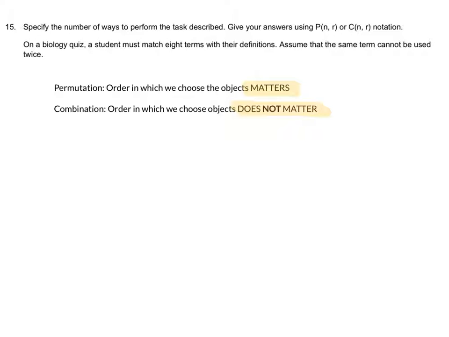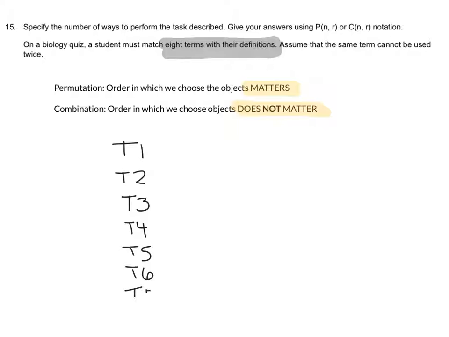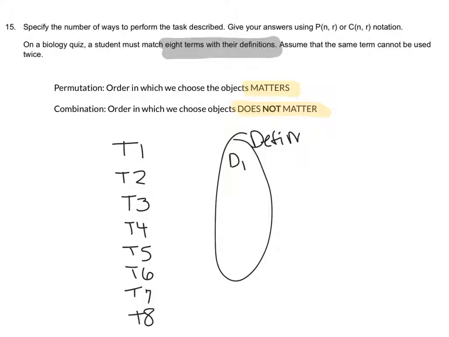So let's review our scenario. We have a biology quiz, and we must match 8 terms with their definitions. So we can just sketch this out really quickly. Say we have 8 terms. We'll call them T1, T2, T3, T4, T5, T6, T7, and T8. And then we have a group of definitions out to the side. And we're going to match each term with a definition.